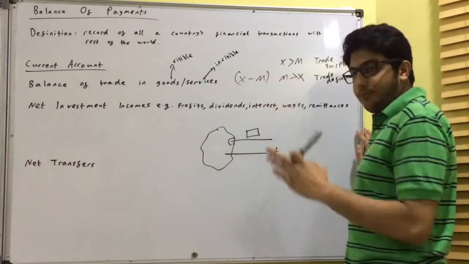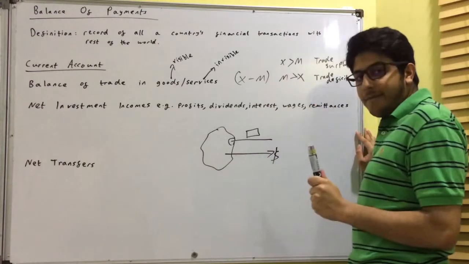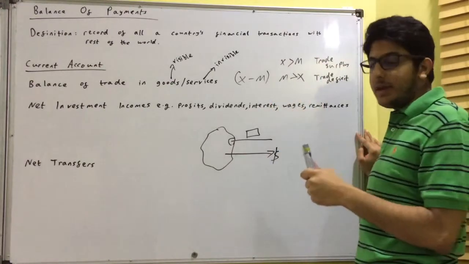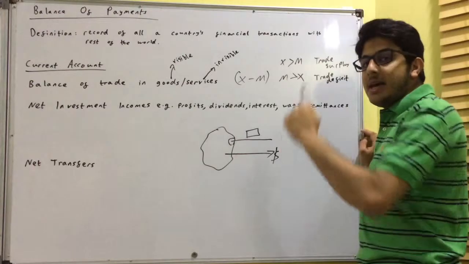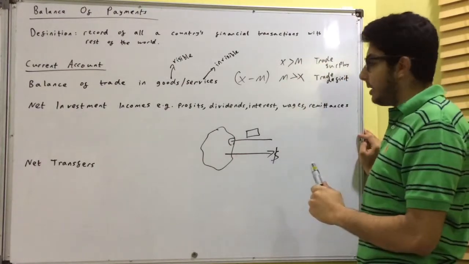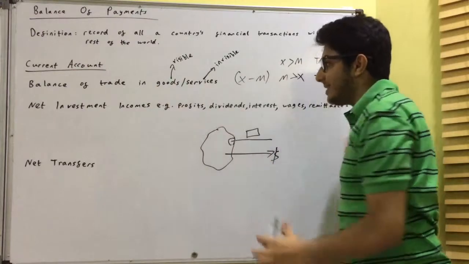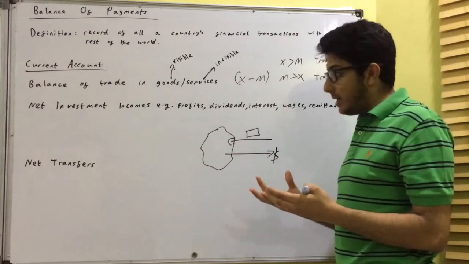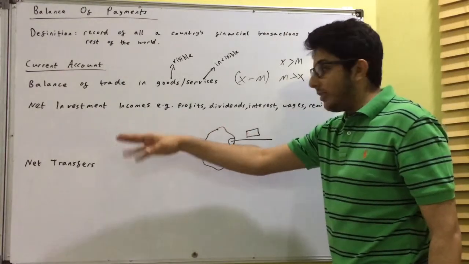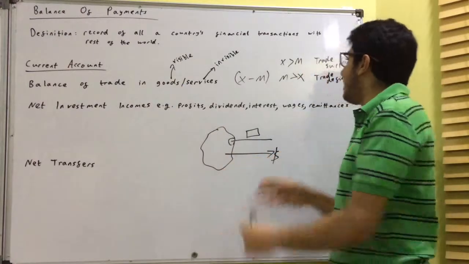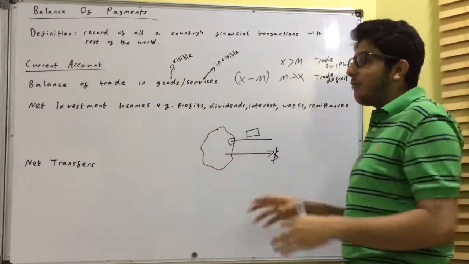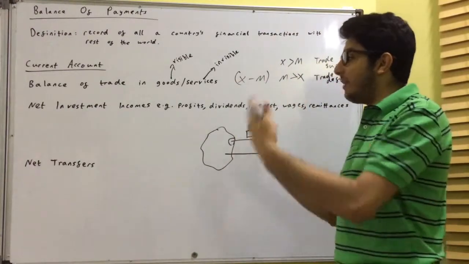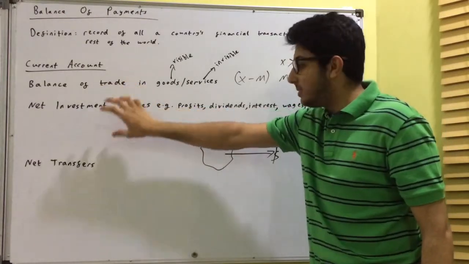Okay? So just because you have a trade deficit does not mean you have a current account deficit. And just because you have a trade surplus does not mean you have a current account surplus. The balance of trade in goods and services is a part of the current account, and mainly it's the largest part of the current account, but there are other parts as well, investment incomes and net transfers. So you could have a trade deficit but still have an overall current account surplus, because there might be larger inflows in the other components, like net investment incomes or net transfers.